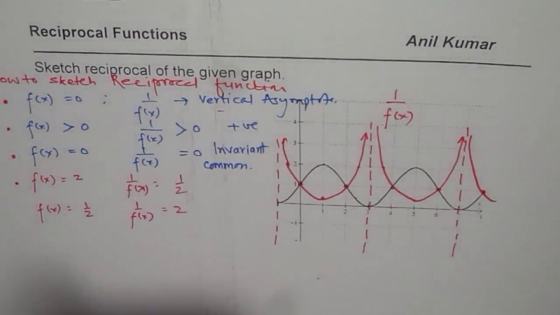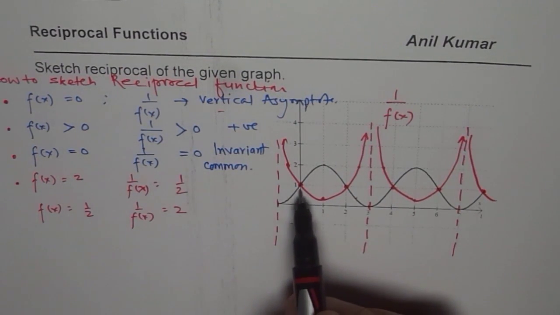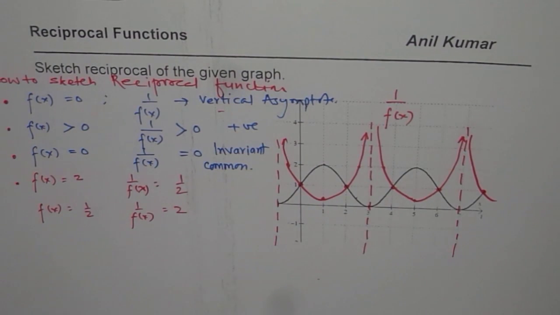So the vertical asymptotes are the key thing to start with, and then the invariant points, and then a few other points can help you to complete the graph of the reciprocal function.